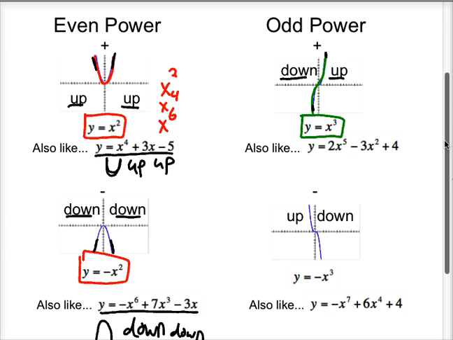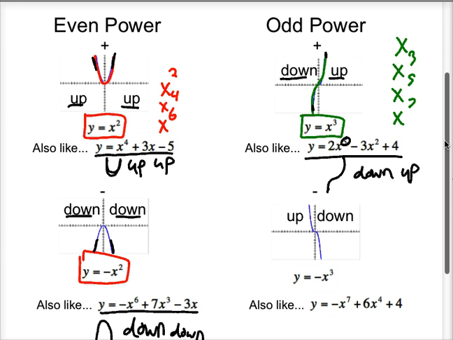And just like before, every odd power will work that way: x cubed, x to the 5, x to the 7. Anything that is an odd degree is going to work the same way. The endpoints are going to be acting the same. So when I take a look at this one, I see an odd degree. So I think to myself, all right, it's going to follow the x cubed pattern. So down and then up. And that's all you have to do for the naming scheme.